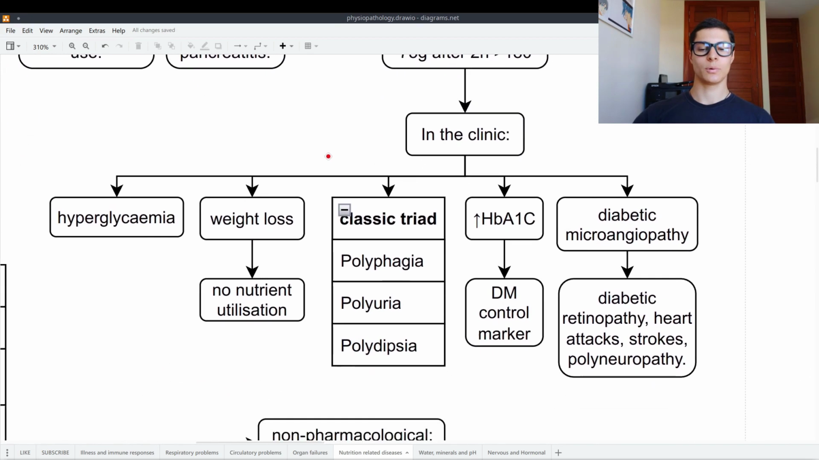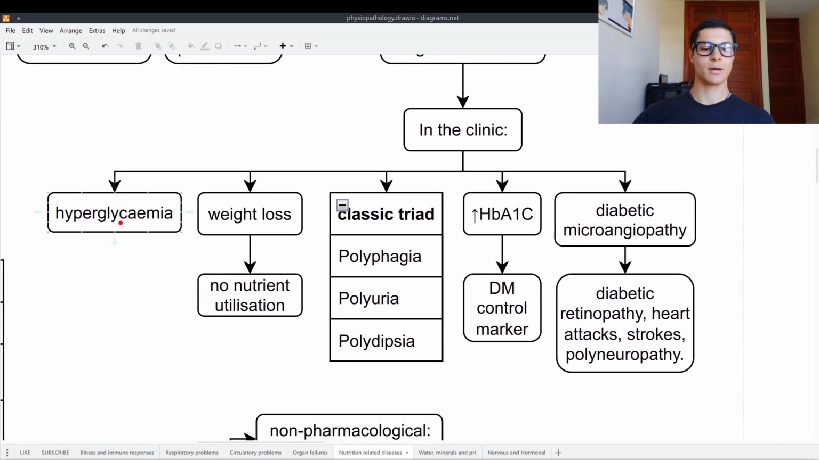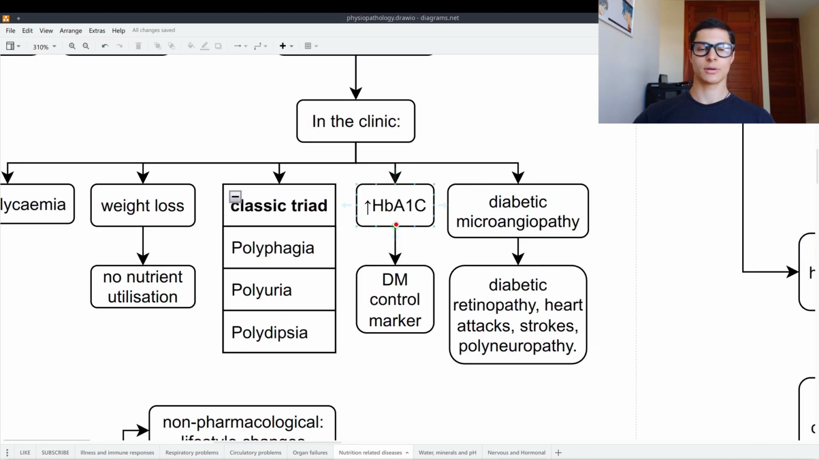In the clinic we see hyperglycemia, weight loss, no nutrient utilization because of no insulin. The classic triad is the polyphagia, we eat a lot, polyuria, we urinate a lot, and polydipsia, we drink a lot. There's also an increased hemoglobin A1C, and it is the diabetes mellitus control marker because it tells us about the average glycemia in the blood in the last 3 months.